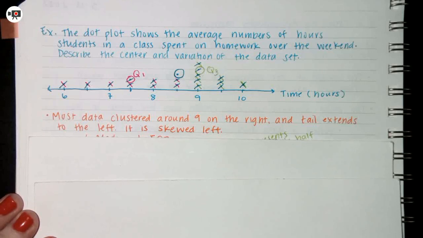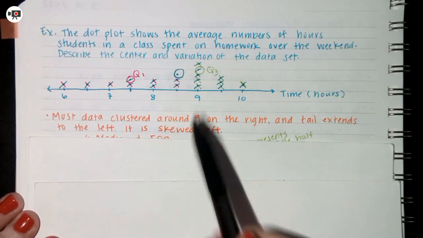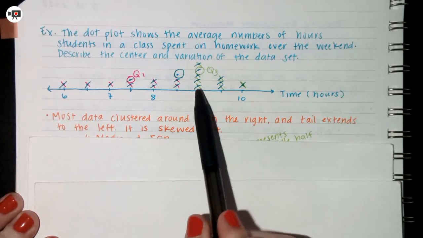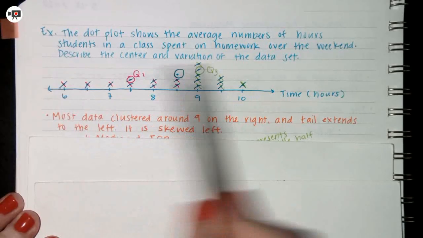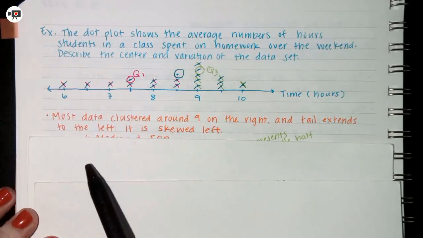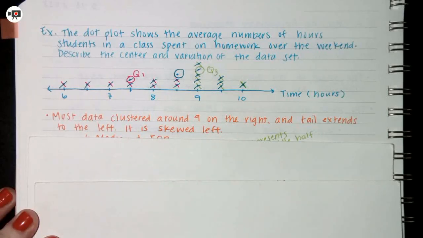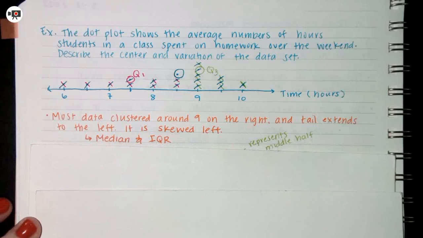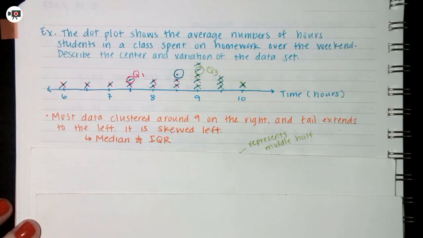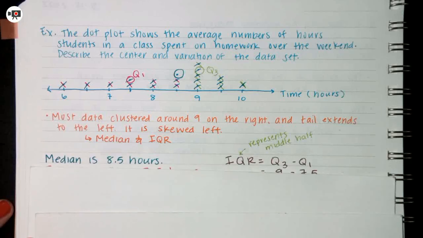So we can say most data is clustered around 9, which is more on the right, and the tail, so the long side, it looks like a tail, extends to the left. So we're going to say it is skewed left. Whichever way the tail points is whichever way it is skewed. So since it's skewed, median and IQR show the center and variation of the data set.